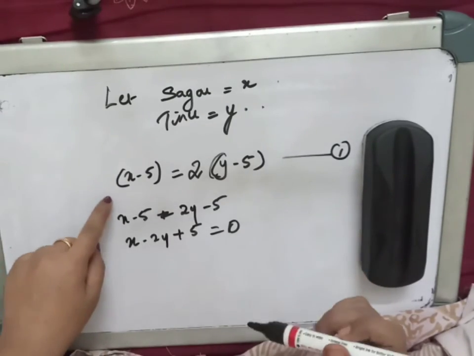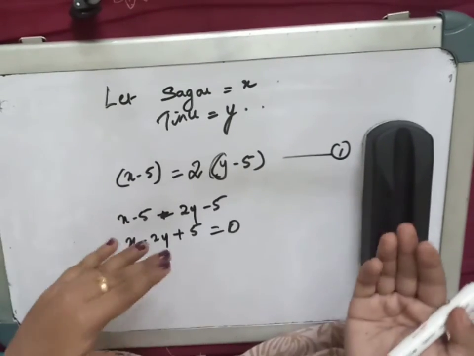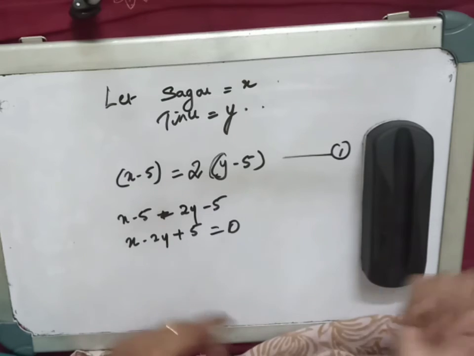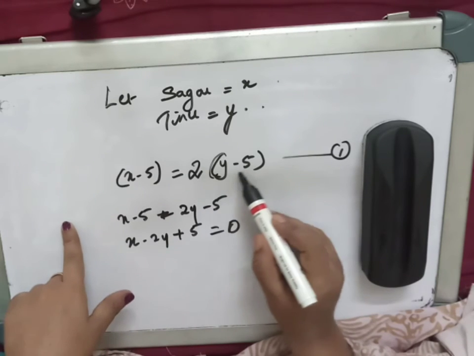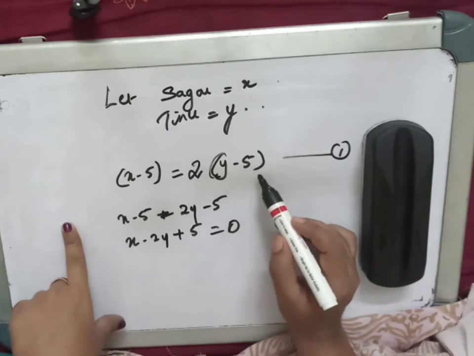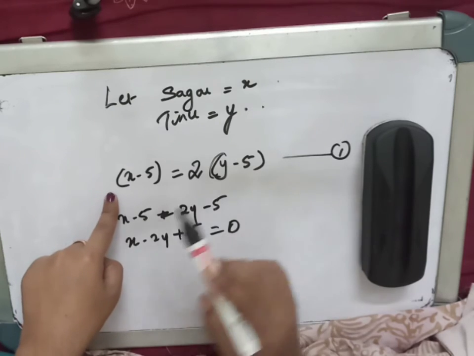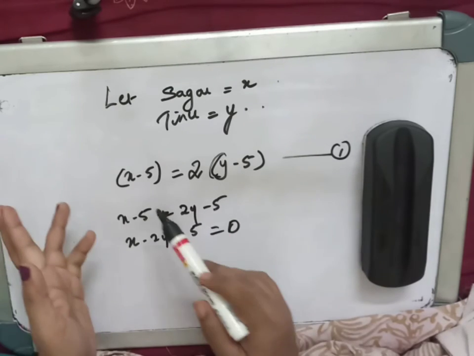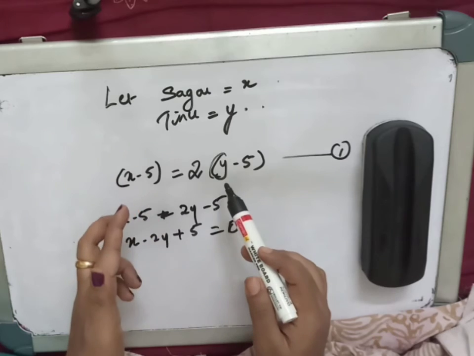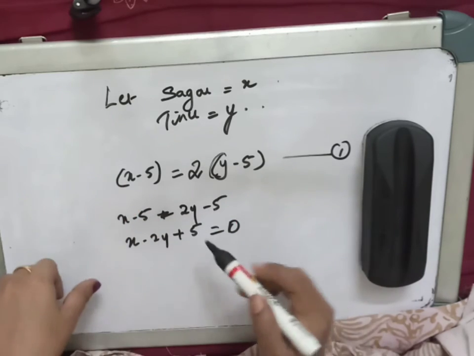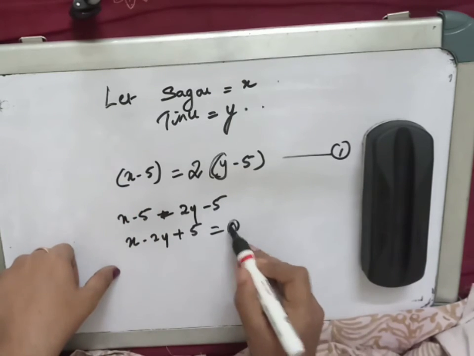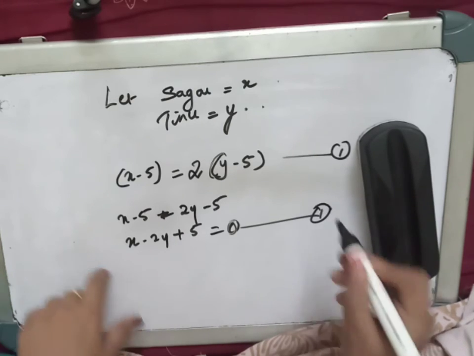So according to the question, 5 years ago Sagar was twice as old as Tinu. So 5 years ago the age of Tinu shall be given as y minus 5, and the age of Sagar shall be x minus 5. So x minus 5 is equal to 2 into y minus 5 according to the question. So this forms our first equation.